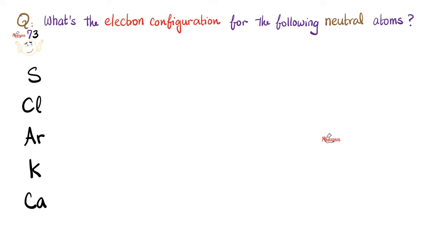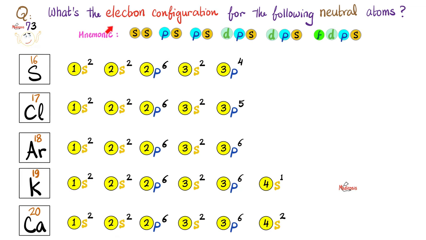Let's answer the question of the previous video. Electron configuration for the following atoms, please pause and answer this yourself. There you go. Remember the mnemonic: SS, PES, PES, DPS, DPS, F, DPS. Let's go. Sulfur. How many electrons? 16. That's the atomic number.